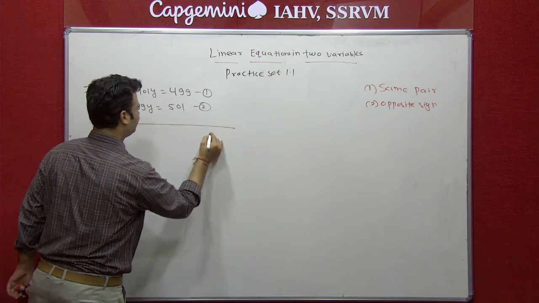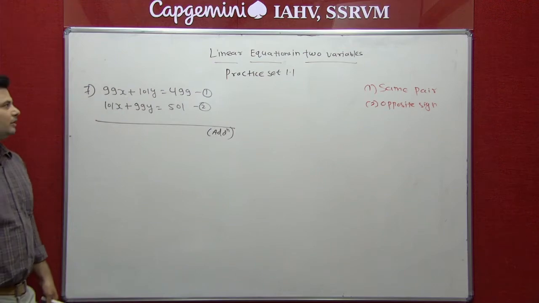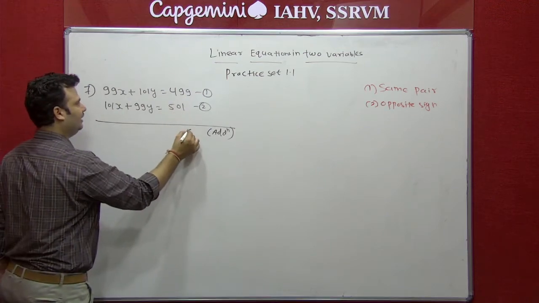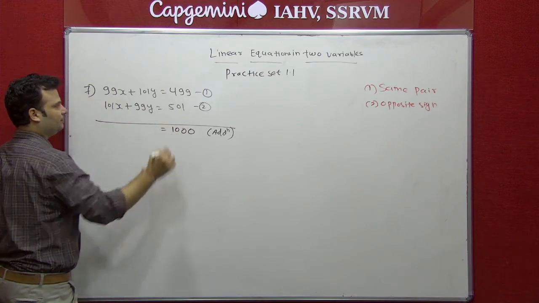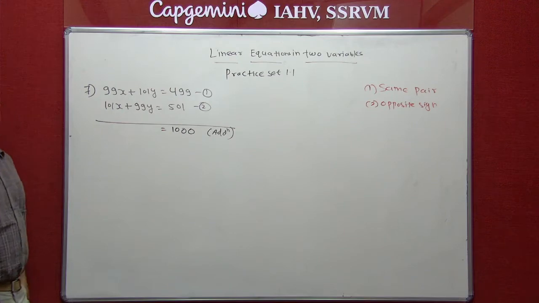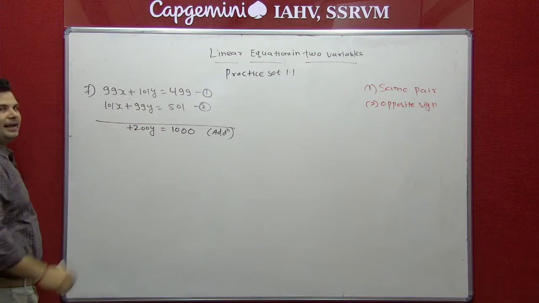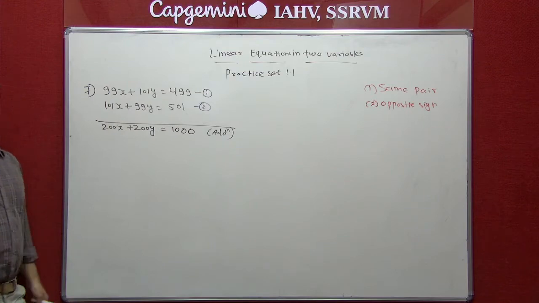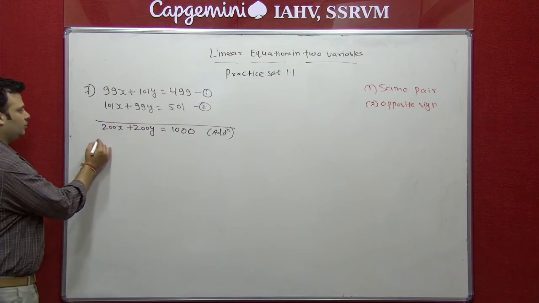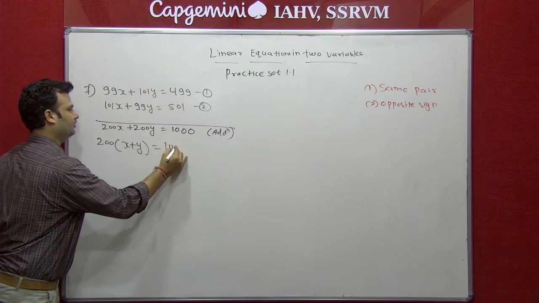So by adding, 99 plus 101 is 200, 101 plus 99 is 200, 499 plus 501: 9 plus 1 is 10, 9 plus 0, 5 plus 4 is 9, so 1000 equals 200y plus 200x. So students, one part is very important here, that is the common part. 200 is common here, so we can take 200 common.